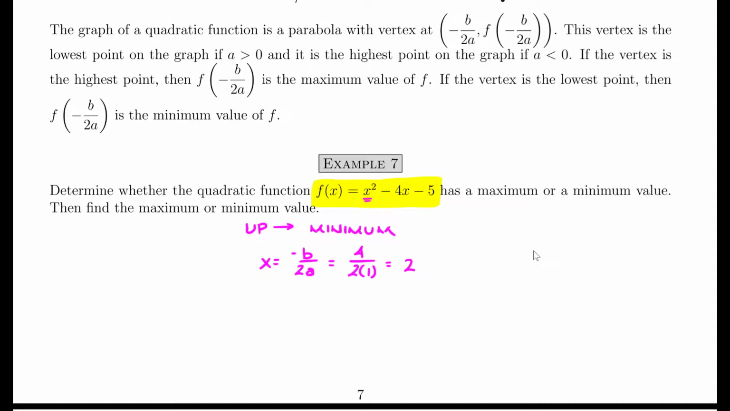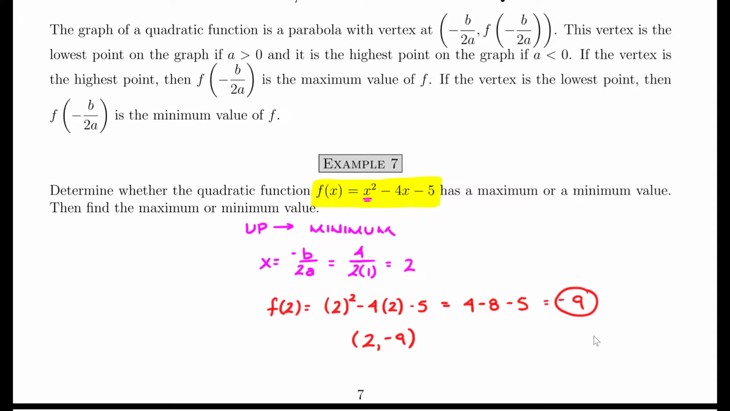Then we want to find the corresponding y value, and that will give us the minimum value of this function. So we take the given function and we evaluate it at 2. That's going to give us 4 minus 8 minus 5, which is equal to -9. So our minimum value is -9, which occurs at the point (2, -9).